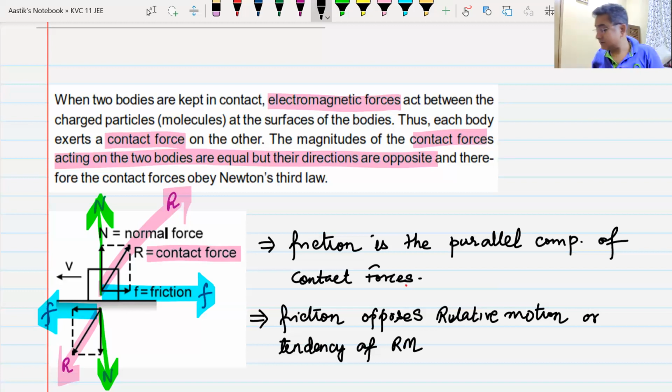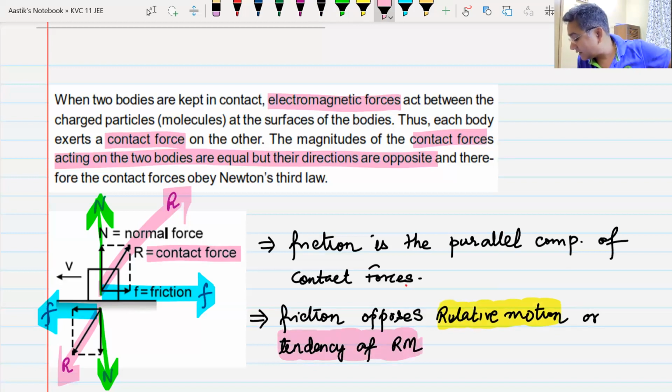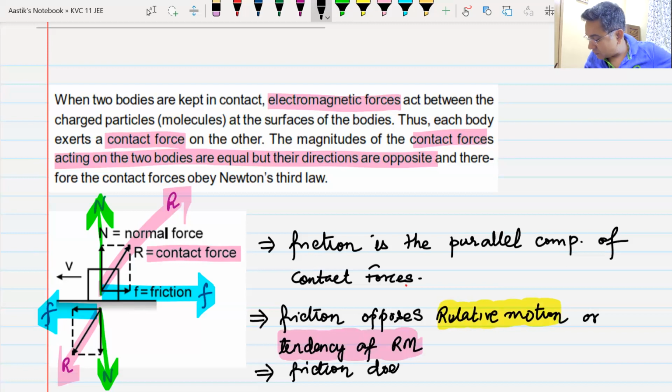Friction opposes relative motion. Whenever there is a relative motion, sometimes there may not be a relative motion, but there may be a tendency of relative motion. Friction is that thing that opposes this. There is a common misconception that friction opposes motion. So remember, friction does not oppose motion. In fact, it is because of friction that motion is possible.